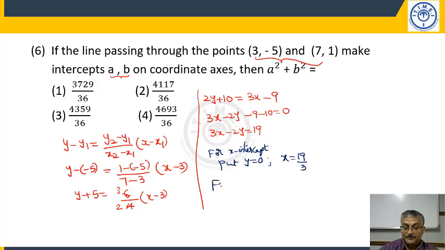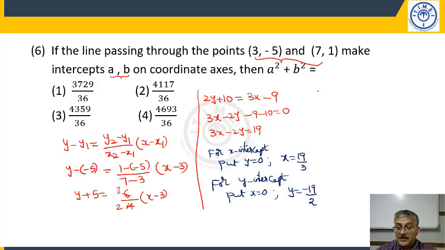And for y-intercept, put x is equal to 0. Whenever we substitute x is equal to 0, what is the y value? It is minus 19 by 2, because minus 2y is equal to 19, so y is equal to minus 19 by 2. So what is the x-intercept they given? A is equal to 19 by 3. And what is the y-intercept they given? B is equal to minus 19 by 2.